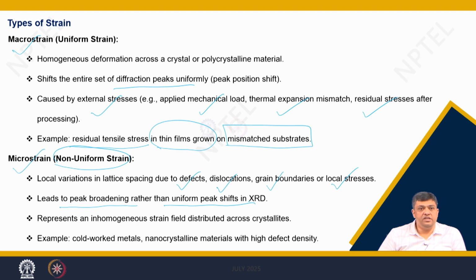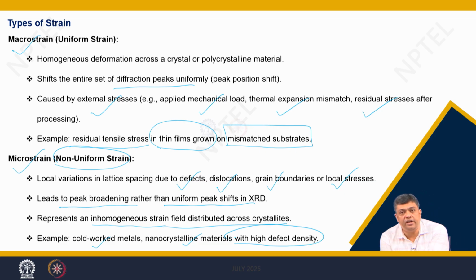These micro strains are basically a representation of an inhomogeneous strain field distributed across the crystallites, and are routinely encountered in cold worked metals and nanocrystalline materials. If the systems have high defects, then you will find the contribution from micro strains is even higher.